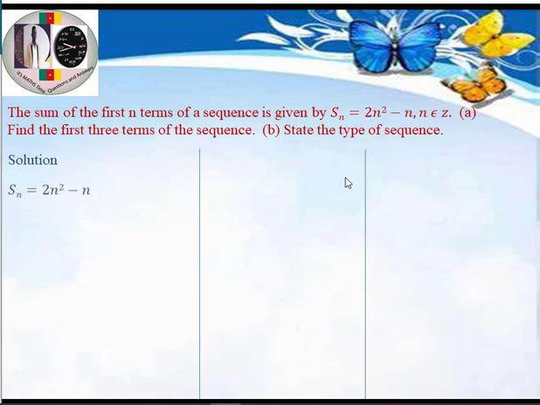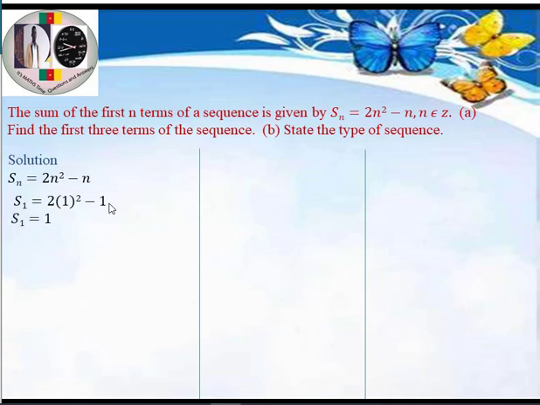So to begin, we know that the sum of the first n terms is 2n squared minus n. So let's get the sum of the first term. The sum of the first term is when n is 1, so we look for S1. Anywhere we see n, we put 1 in this expression. So S1 is 2 into 1 squared minus 1. 1 squared is 1, 1 times 2 is 2, and 2 minus 1 is 1. So S1 equals 1.